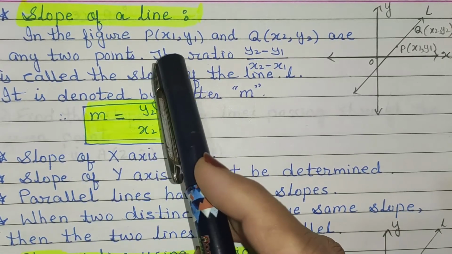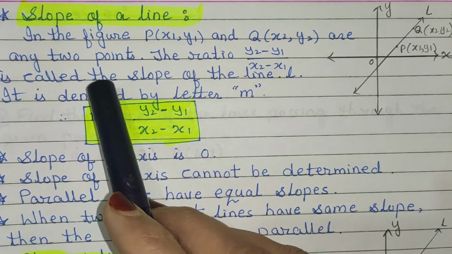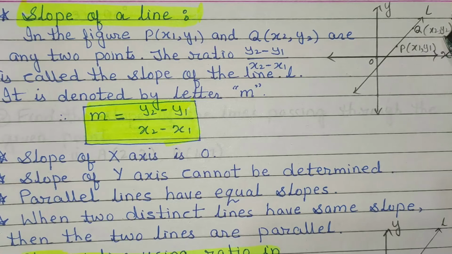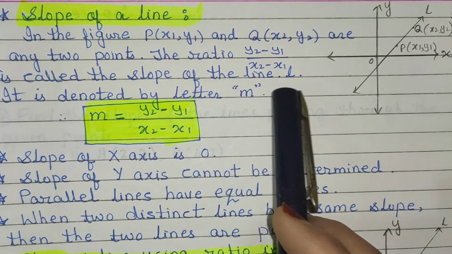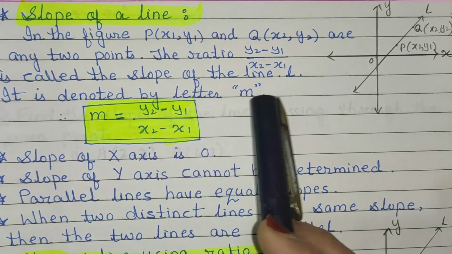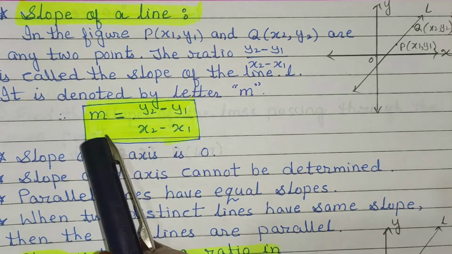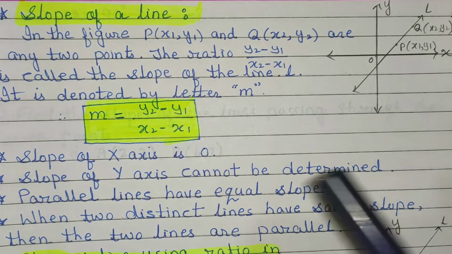In the figure, P of x1, y1 and Q of x2, y2 are any 2 points. Now look here. Point P and Q are 2 points. The ratio y2 minus y1 upon x2 minus x1 is called the slope of the line L. It is denoted by letter M. Therefore, M is equal to y2 minus y1 upon x2 minus x1.